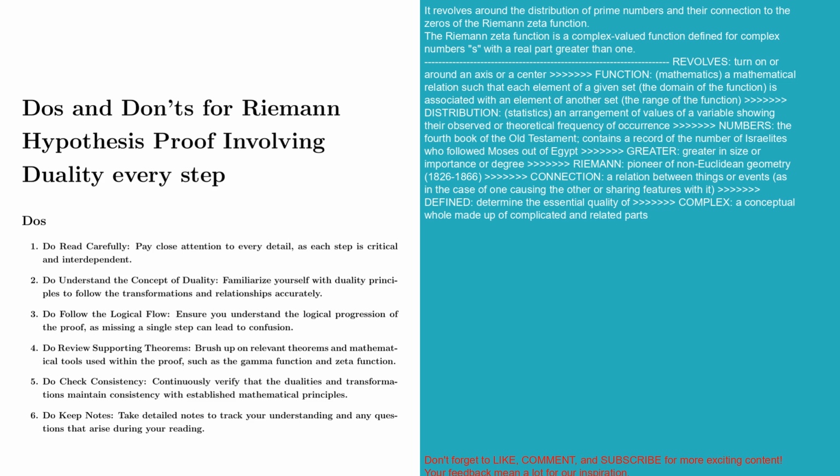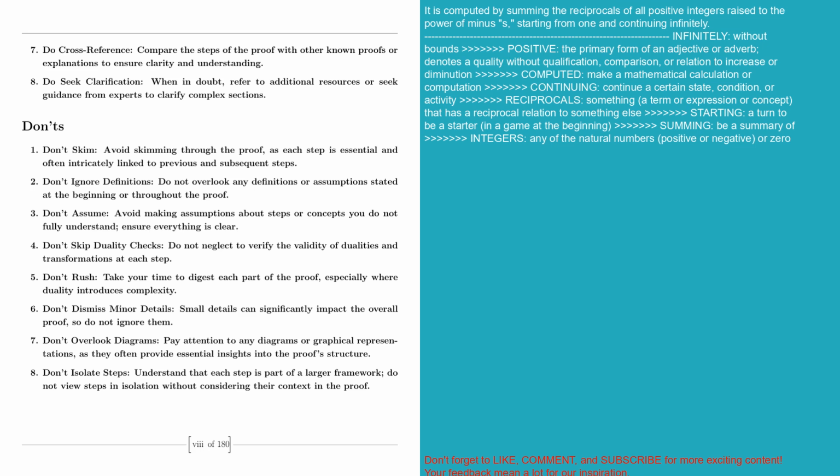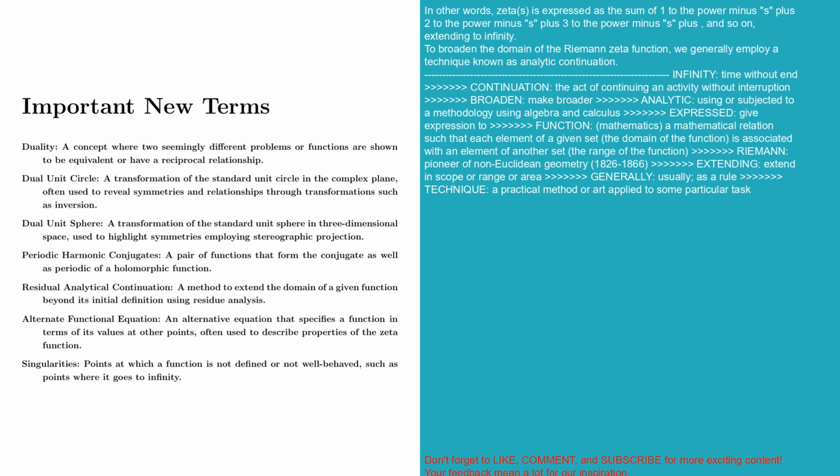The Riemann zeta function is a complex-valued function defined for complex numbers s with a real part greater than 1. It is computed by summing the reciprocals of all positive integers raised to the power of minus s, starting from 1 and continuing infinitely. In other words, zeta(s) is expressed as the sum of 1 to the power minus s plus 2 to the power minus s plus 3 to the power minus s plus, and so on, extending to infinity.